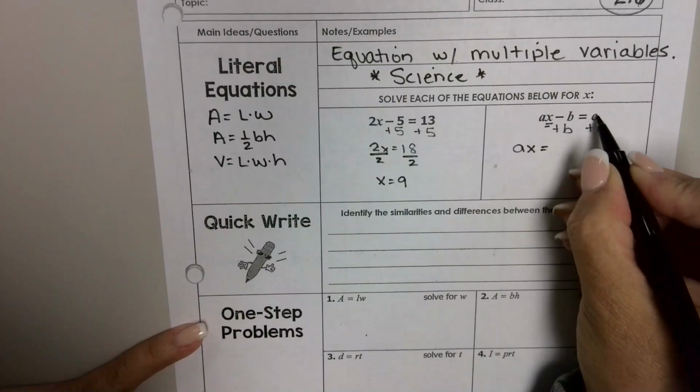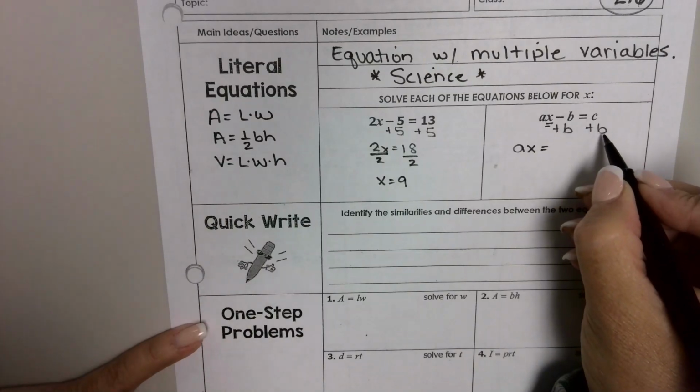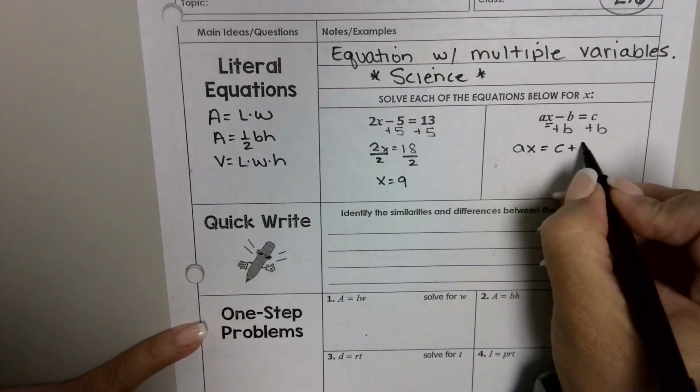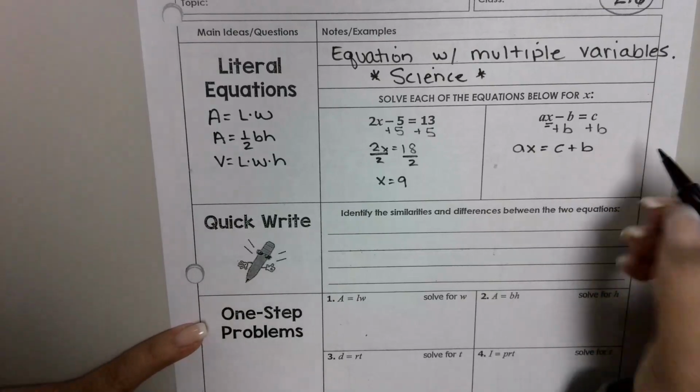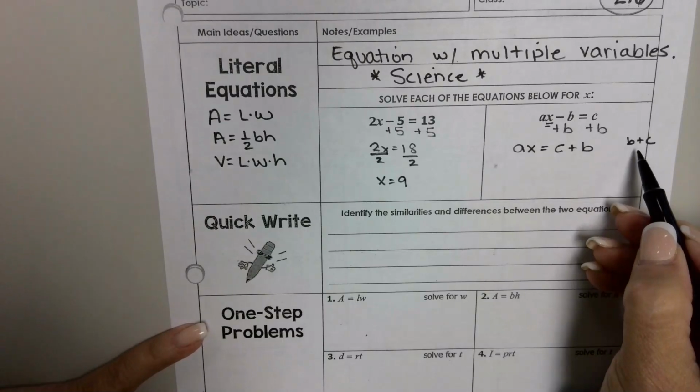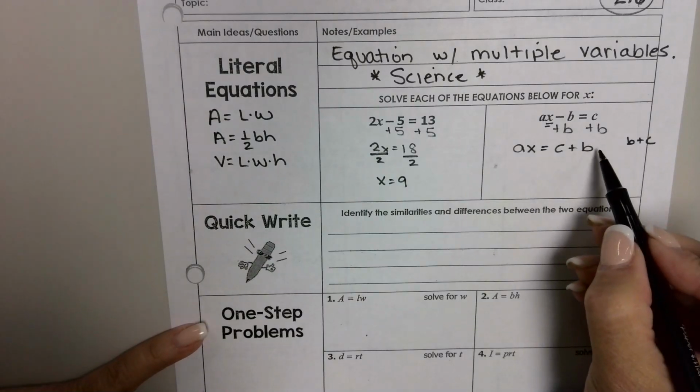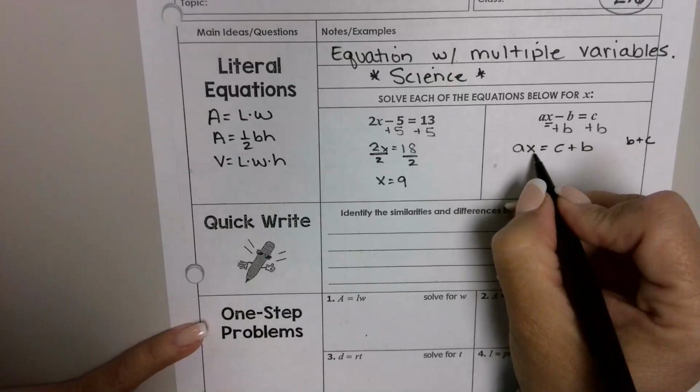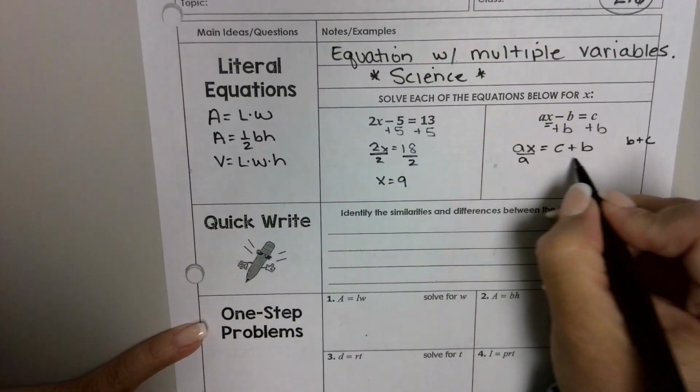Over here, c and b are not like terms. If they're not like terms, I can't combine them. So what I have is just c plus b. Or you can say b plus c. Either case, right? So we know from commutative property we can switch these back and forth. All right, next step is to get x isolated, so I divide by a.